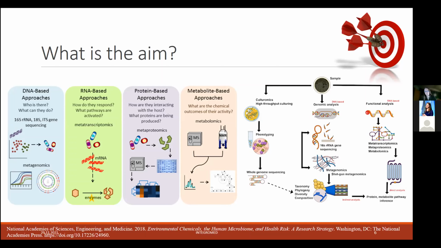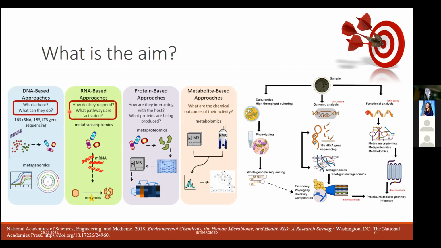So there are, of course, many other approaches, but if we try to categorize them, then we could see that here are four main categories of the analysis approach that can be used in microbiome studies. Firstly, if we just want to know who is there and what they can possibly do, then it's most likely some DNA-based approaches. So it could be both targeted analysis of microbial DNA and as well shotgun metagenomics. If we are more interested in how do they respond and what pathways are activated, then we would be more interested in metatranscriptomics, and we will talk about it later.